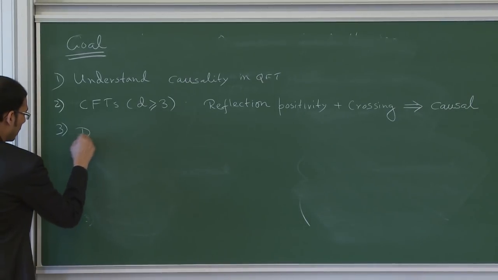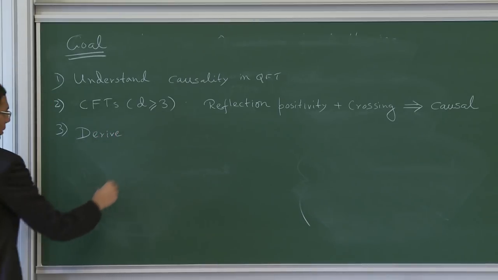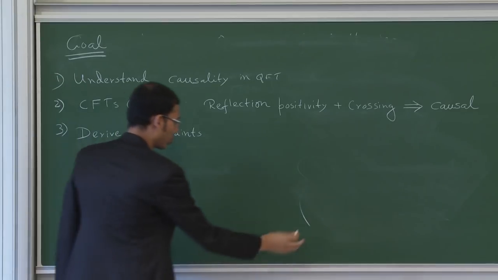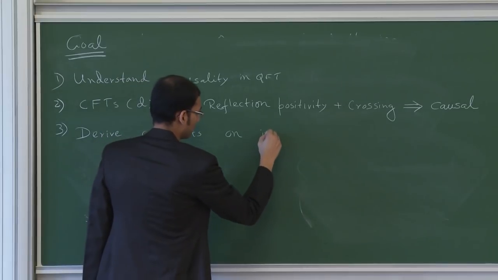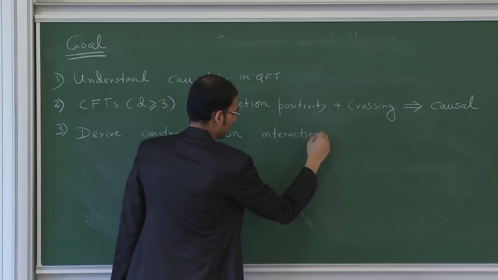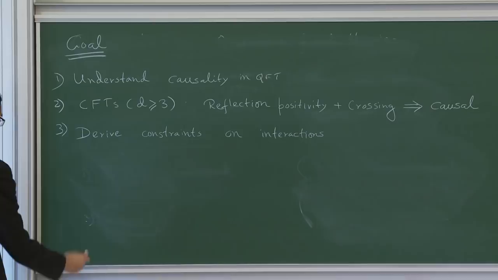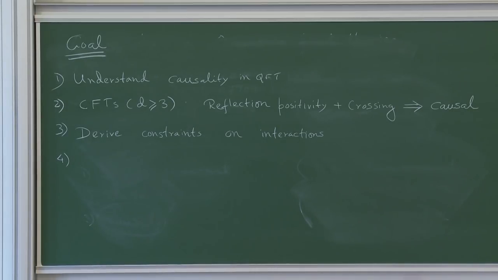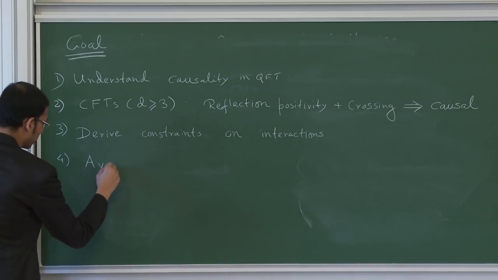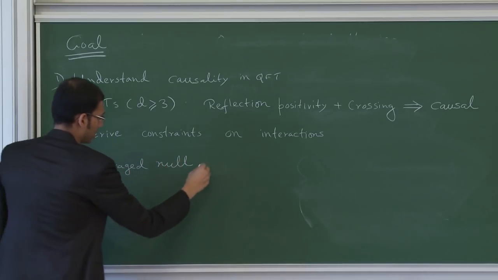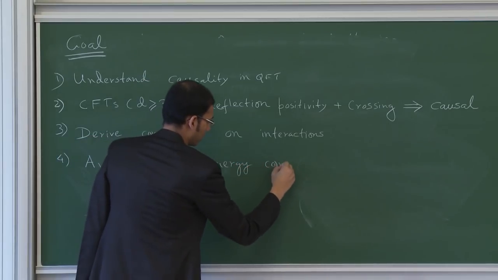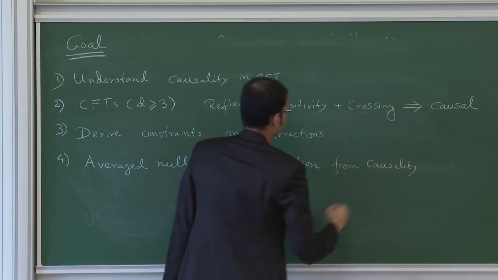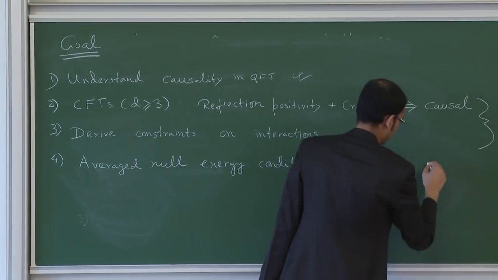Then I'll use that to derive constraints on interactions of low dimensional operators, regardless of what happens in the UV. And fourth, I'll show that these constraints are intimately related to the averaged null energy condition. So, I will provide a proof of the averaged null energy condition from causality. So, this is today. This is lecture 2 and this is lecture 3.